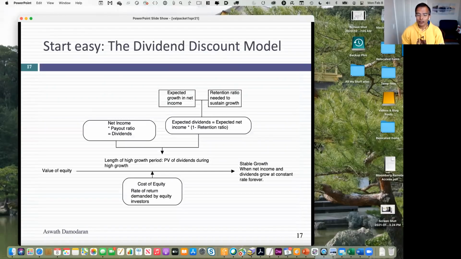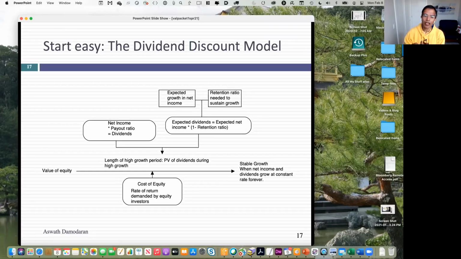So if you look at the pictures of each of these models, you can see the similarities. In the dividend discount model, it's all about forecasting dividends. To forecast dividends, you have to forecast income, and you have to forecast a payout ratio. Very simple process. You come up with expected dividends, you discount them at the cost of equity. What you get as a present value is the value of the stock.